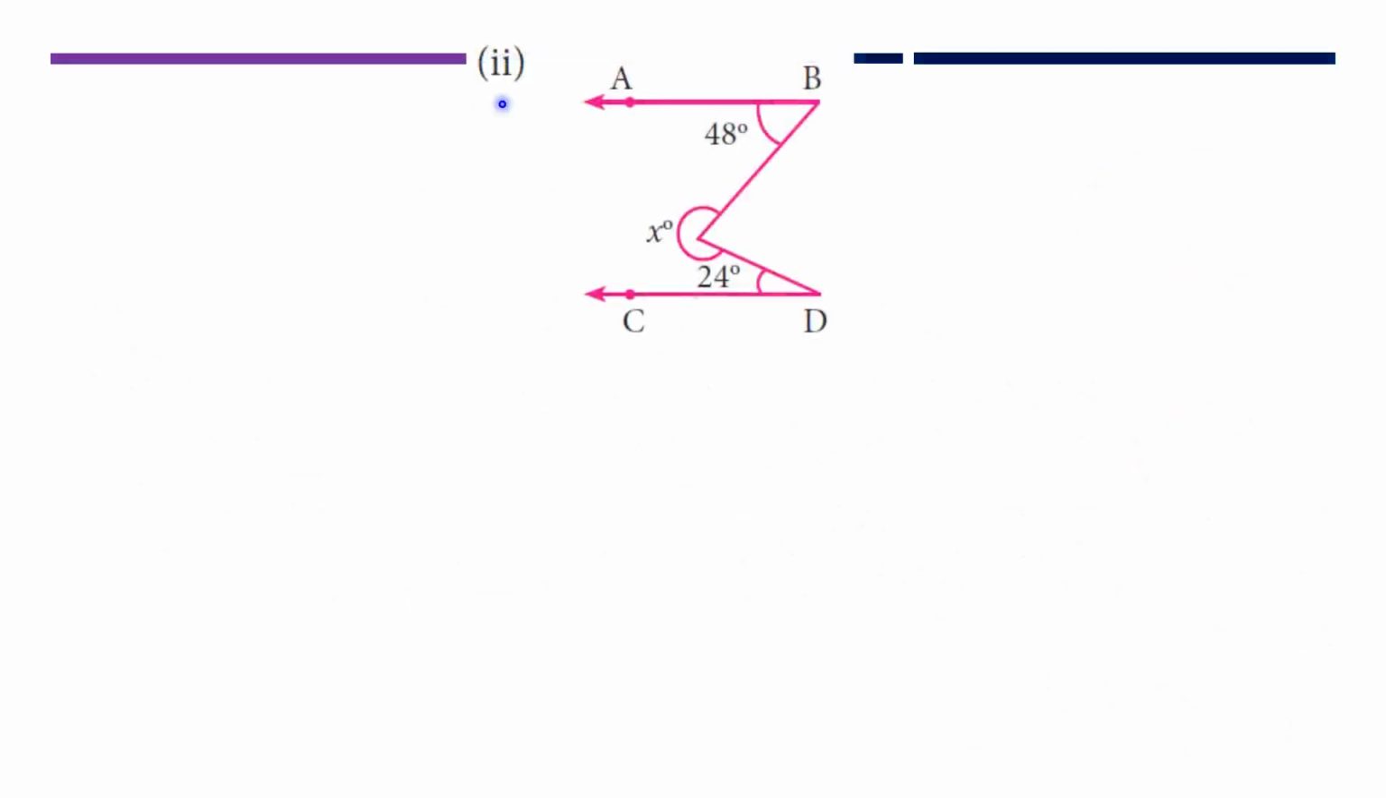Let us see the second sum. Here AB line and CD line are parallel lines. Okay, angle B is 48 degree, angle D is 24 degree. How to find the value of x? Okay, here x degree is greater than 180 degree but less than 360 degree, so that angle is a reflex angle. Let us see the solution.